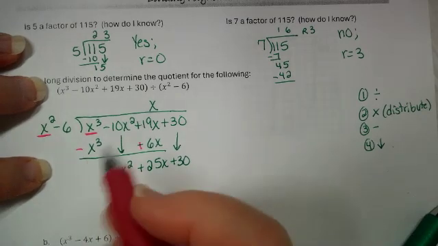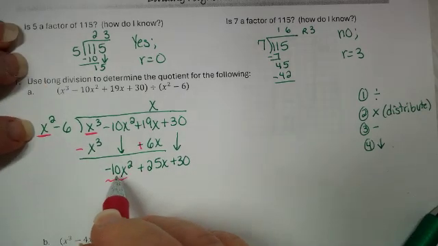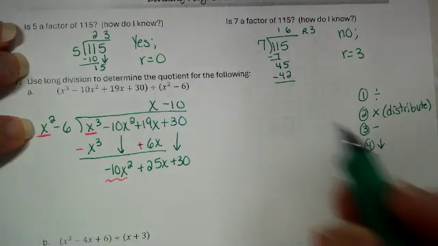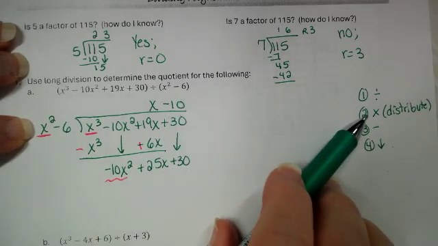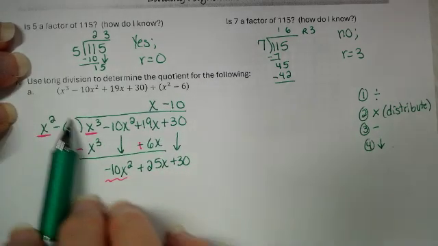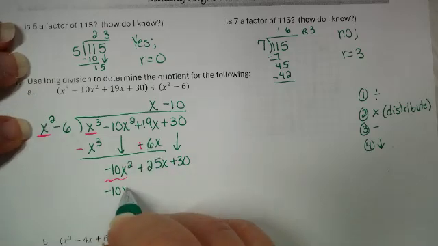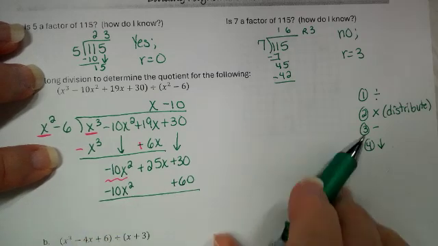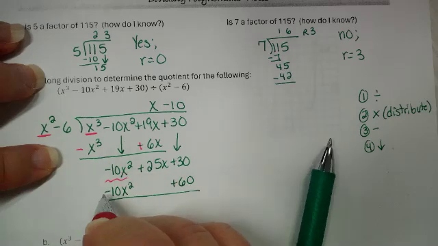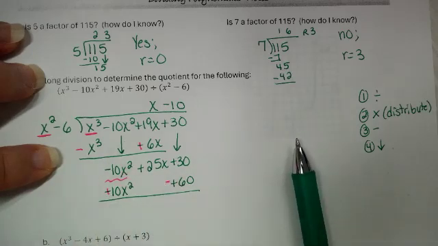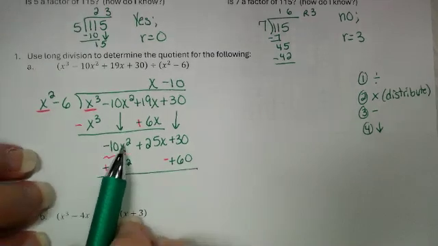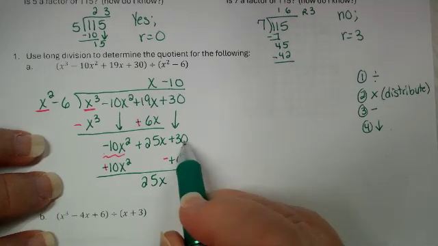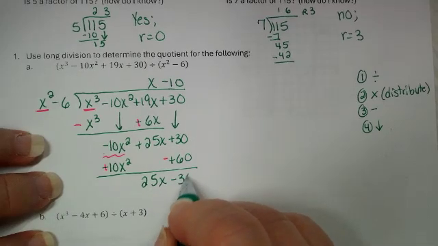So we go through the division process again. What times x squared would give me negative 10x squared? I'm going with negative 10. So I'm going to distribute negative 10 times everything over here. Negative 10x squared plus 60. Then we subtract. So we change these signs to a plus 10 and a negative 60. So minus 10x squared plus 10x squared cancels. I get 25x, and 30 minus 60 is negative 30.